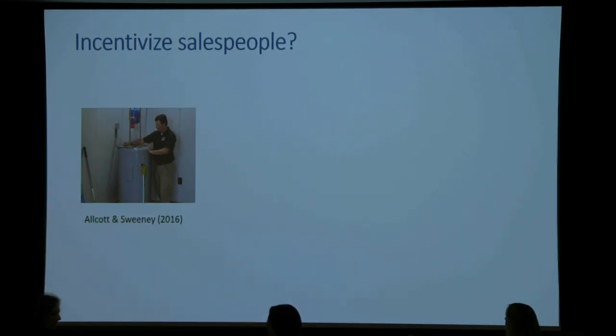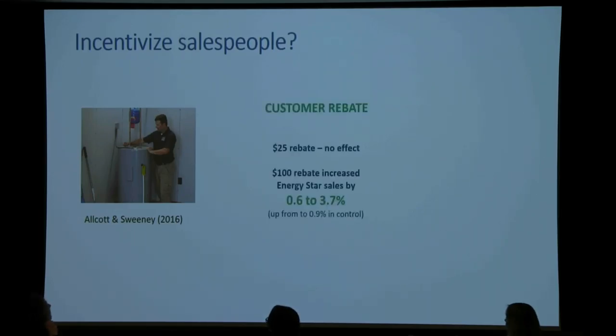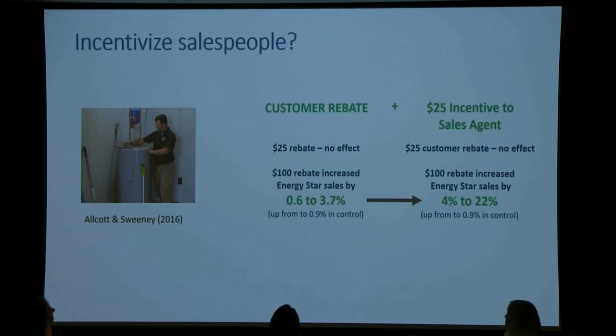So there's this opportunity of how we get salespeople to be more effective. Training is one idea, but can we also incentivize them? One of Alcott's studies, as I already told you, found that if they gave the customers a rebate, there was a tiny increase in sales. If they also gave the salesperson a $25 incentive, look at how many more water heaters are sold. So we might need to think about not just interventions to affect the public's behavior, but also these messengers.